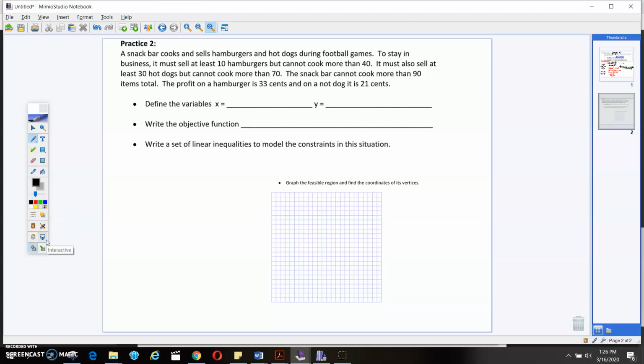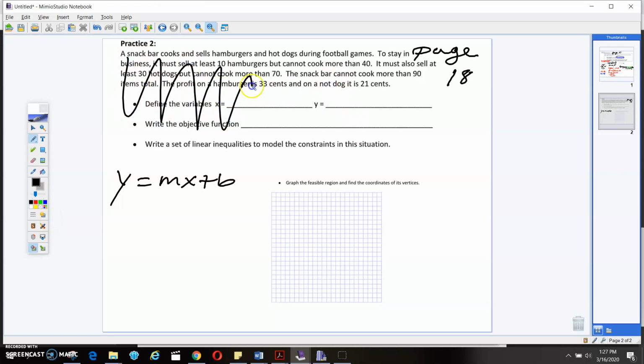Anyway, somebody else asked me about page 18 on the back. They asked how they are supposed to graph this. First things first, you need to make sure that you define your variables, so this is going to be your x and y. And remember, when you're actually graphing these, you have to put it into y equals mx plus b format. I'm not going to use the stuff up here. I'm just going to create my own inequality.